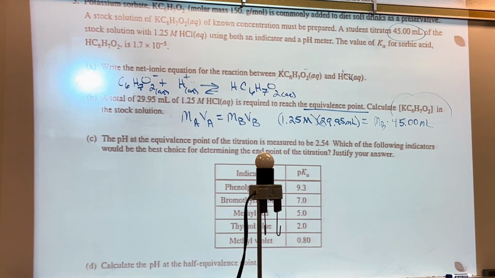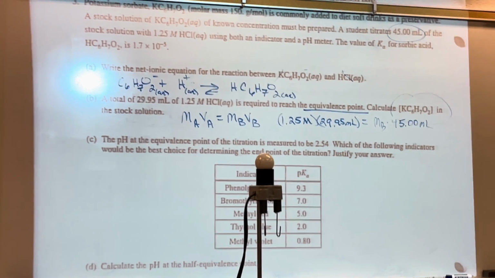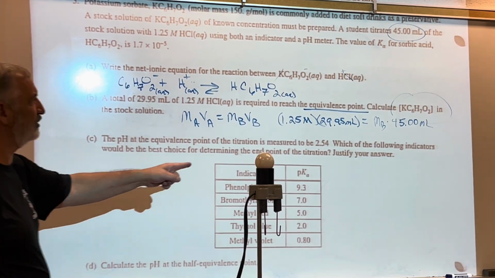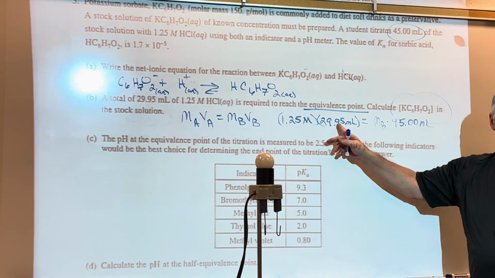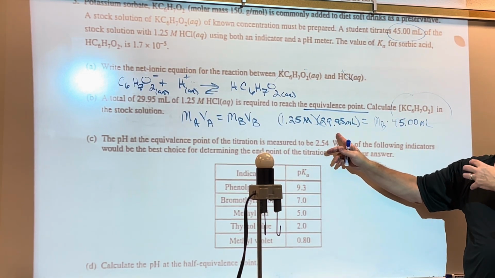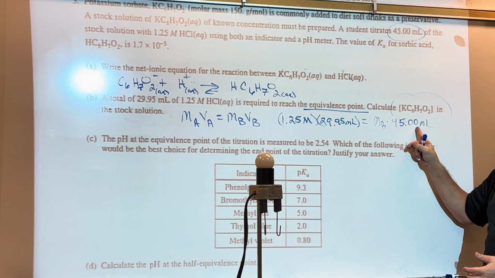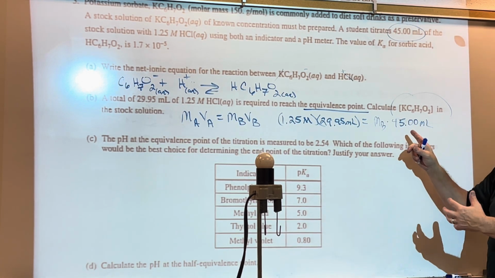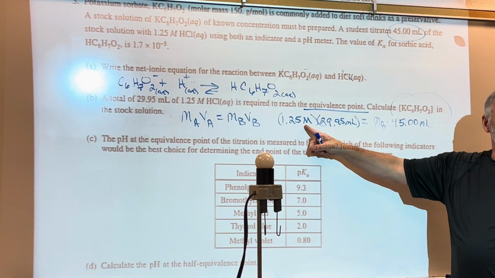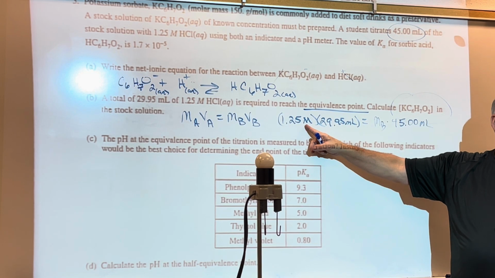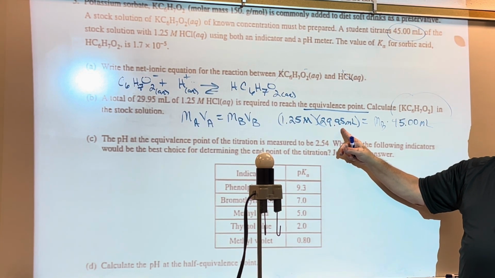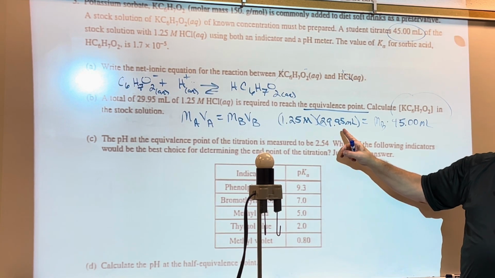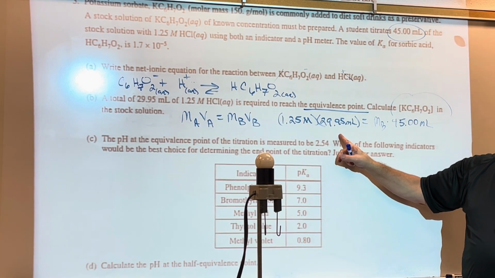So does everybody understand the difference between endpoint and equivalence point? The equivalence point is this mathematical 29.95 milliliters when MAVA works. You put 45 milliliters of your stock solution into the flask, and then you titrate it with the HCl that we know is 1.25 molar in the burette. Okay, and it takes exactly 29.95 for the color to change. That's the end point.